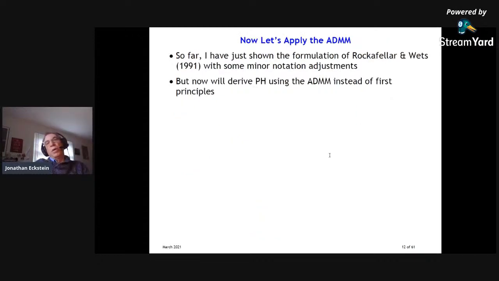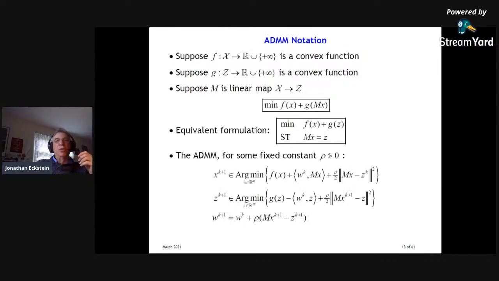All right. So what I'm going to do is assume we have a convex problem here, and we're going to apply the ADMM. So far I've just shown you a formulation of Rockafellar and Wets from like 30 years ago with some minor notation adjustments. But now I'm going to derive that same algorithm using ADMM, as opposed to by first principles, which is what they did.